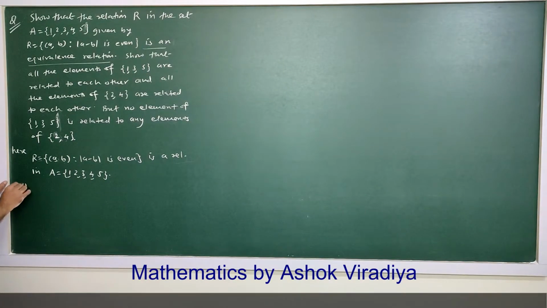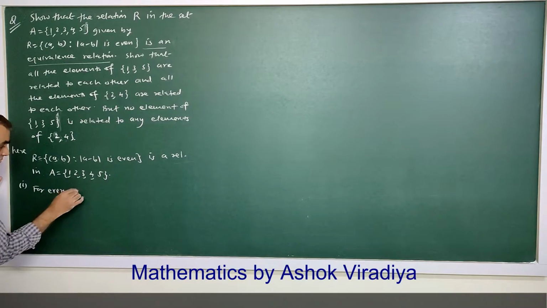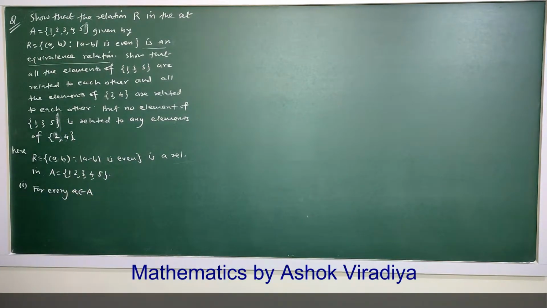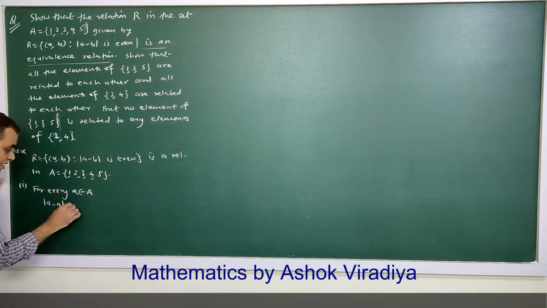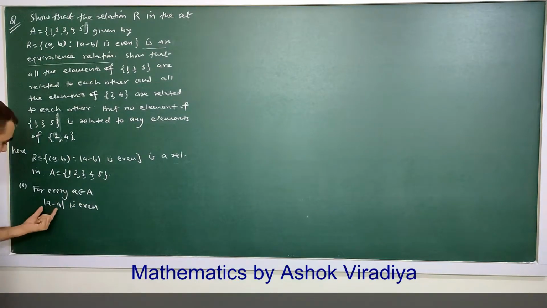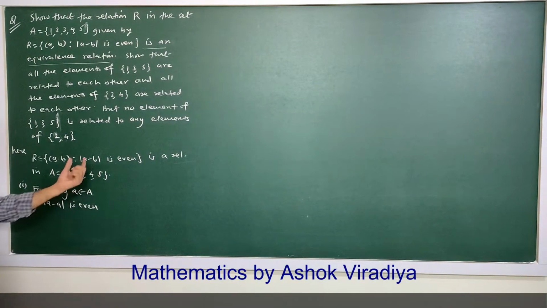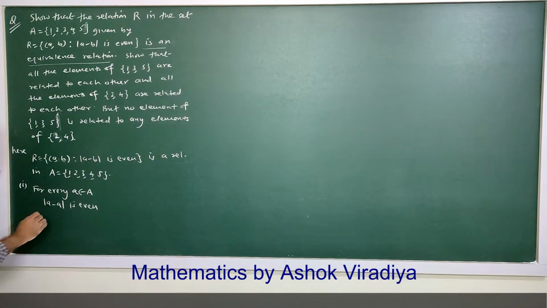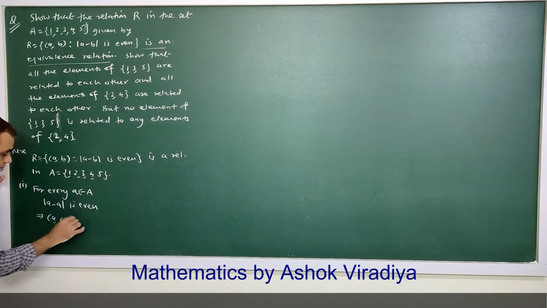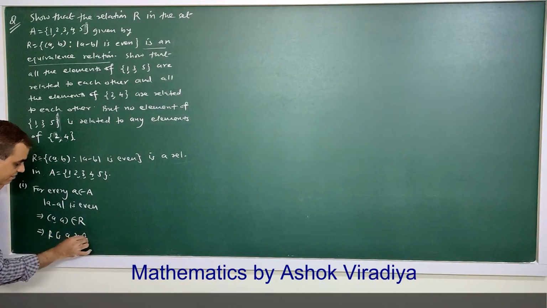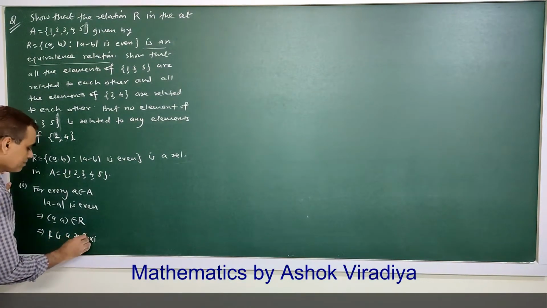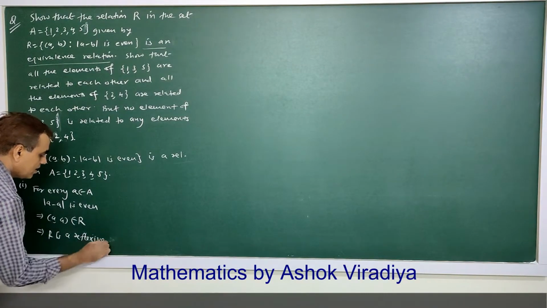First property, reflexive. For every a belonging to A, if we take any a belonging to A, then modulus a minus a is even. This is 0. Modulus a minus a is even, so (a, a) belongs to R. Therefore, R is a reflexive relation.